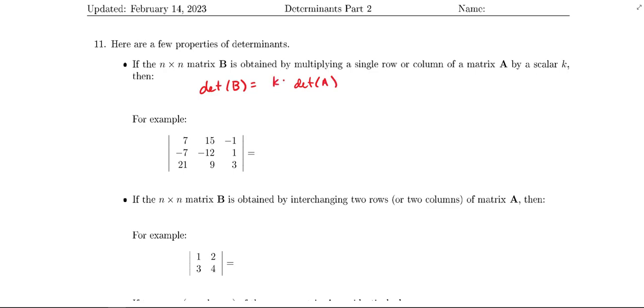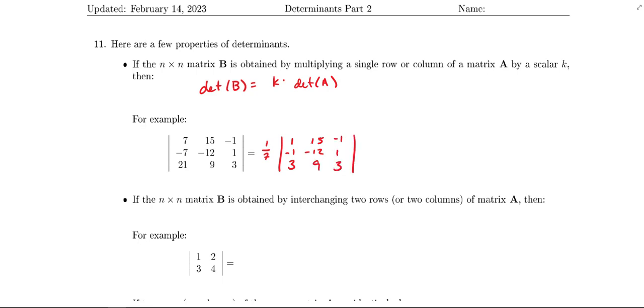So let's look at an example of that. Here I've got this particular 3 by 3 matrix, and let's say I wanted to divide this column right here by the factor of 7. I notice that 7 divides into each of those entries. I can do so, I would just have to multiply 1/7 times the new matrix's determinant. So this would be 1, minus 1, 3, 15, minus 12, 9, minus 1, 1, 3.